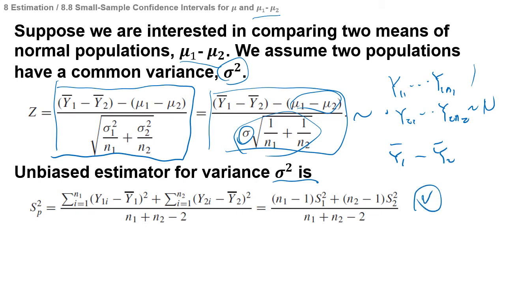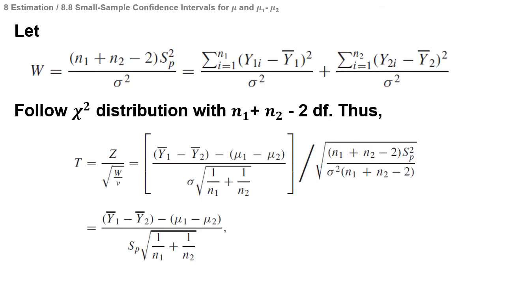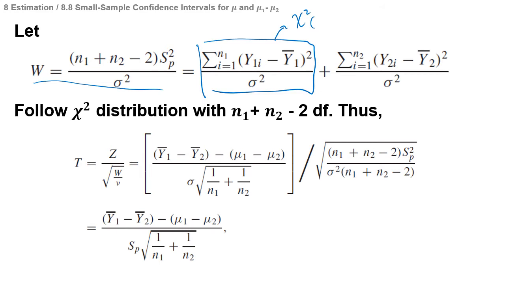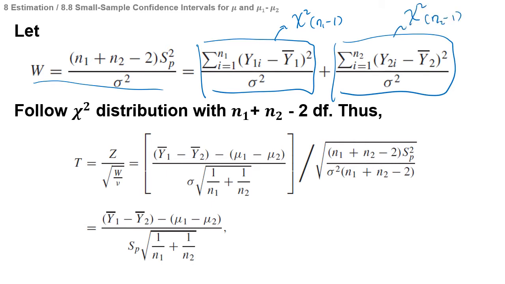And from here, the unbiased estimator for the variance term sigma square is this thing, the pooled s square. Let's let W be this one, and as we have learned, this one is from the first population, and it follows a chi-square distribution with degrees of freedom n1 minus 1. And also, for the second part, this one follows a chi-square distribution with n2 minus 1.